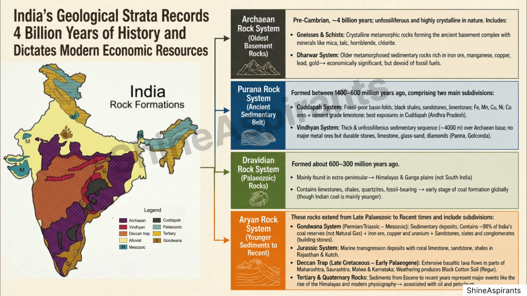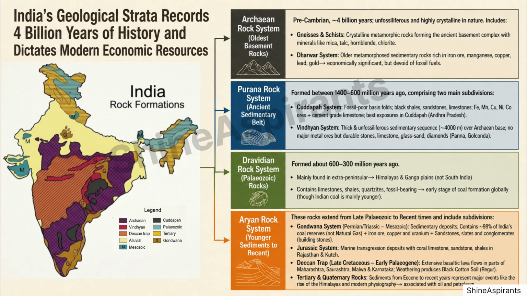India's rock systems. Archean rock system. The oldest basement rocks of India. These rocks belong to the Precambrian period and are about 4 billion years old. They are unfossiliferous and highly crystalline. They include gneisses and schists, which are crystalline metamorphic rocks. The Dharwar system consists of older metamorphosed sedimentary rocks rich in iron ore, manganese, copper, lead, and gold. They are economically significant but do not contain fossil fuels.